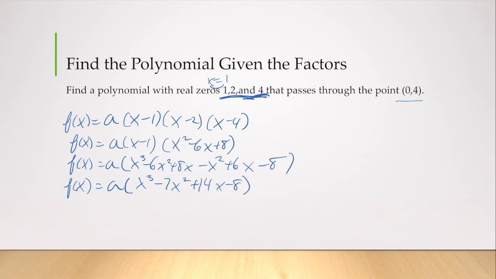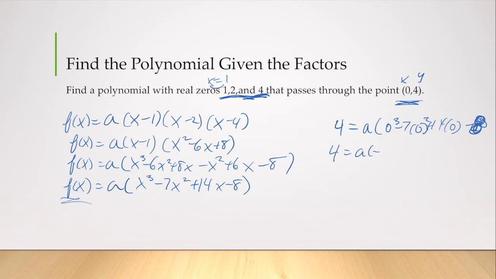And now I have some information. I know that when x is 0, y is 4. So I can solve for my a. I would have 4, so that's y, equals a times 0 cubed minus 7 times 0 squared plus 14 times 0 minus 8. That's an infinity symbol on the board, but I meant for it to be an 8. So I have 4 equals a times negative 8. Divide both sides by negative 8. I get that my leading coefficient is negative 1/2.